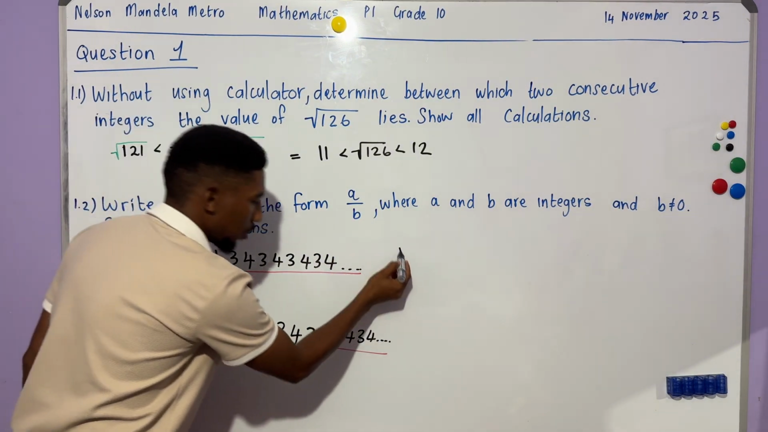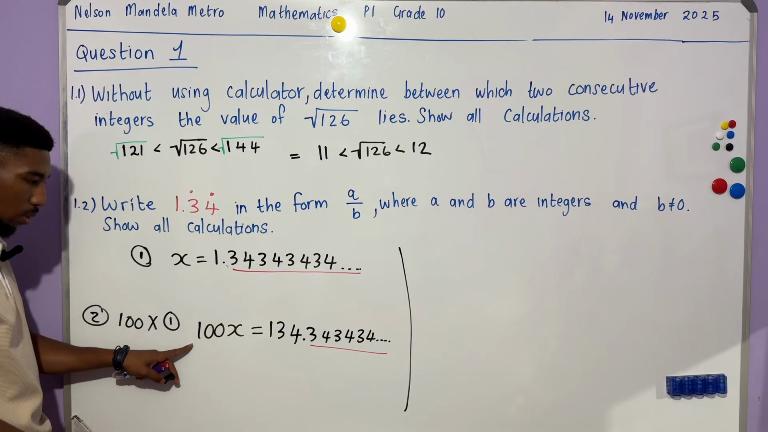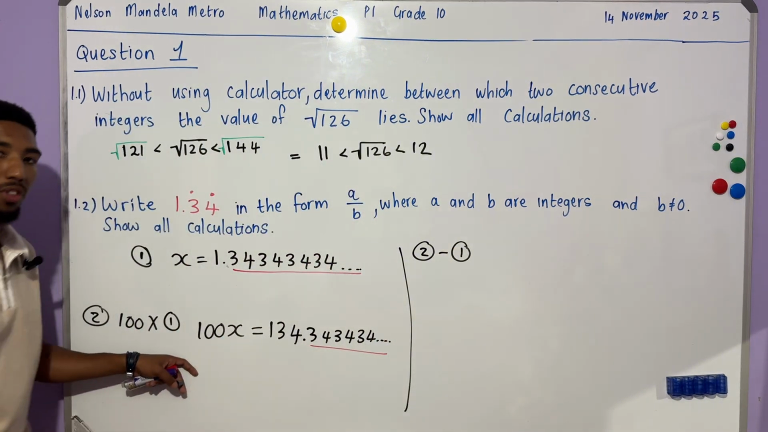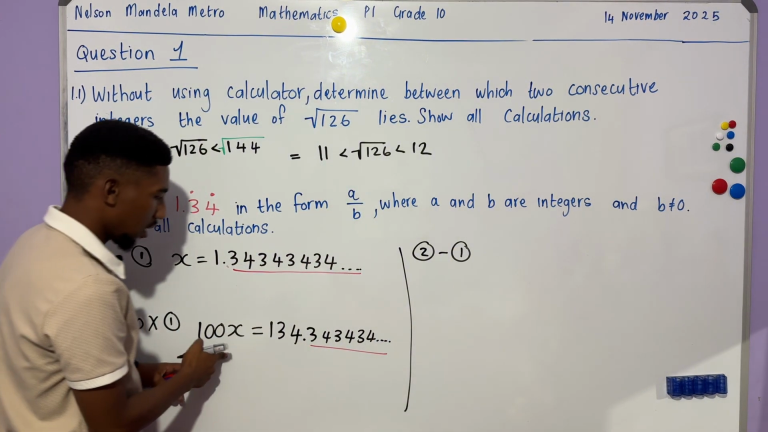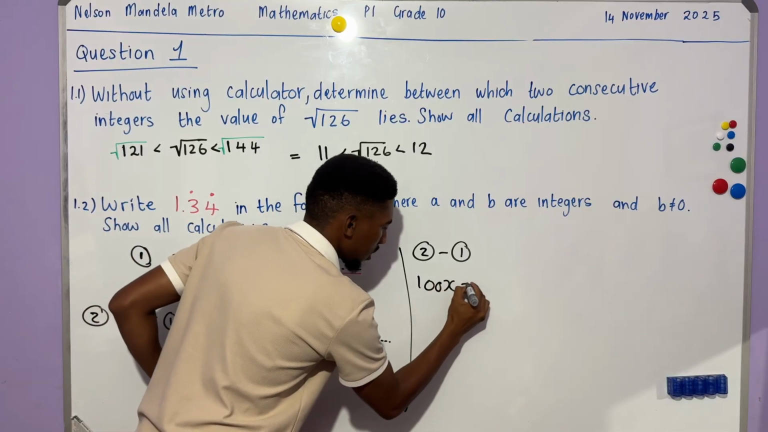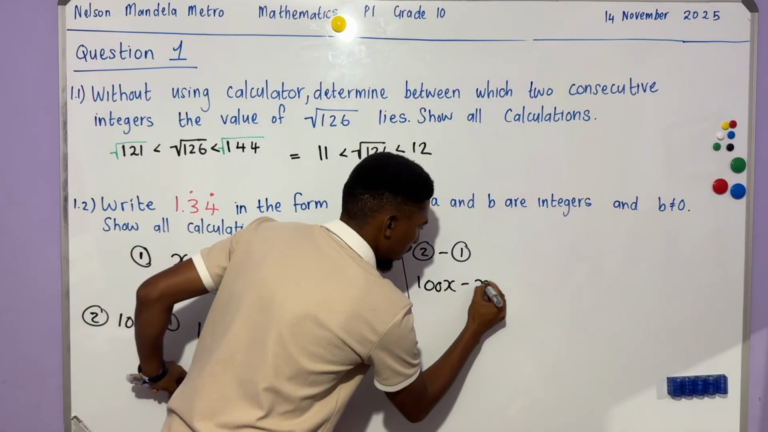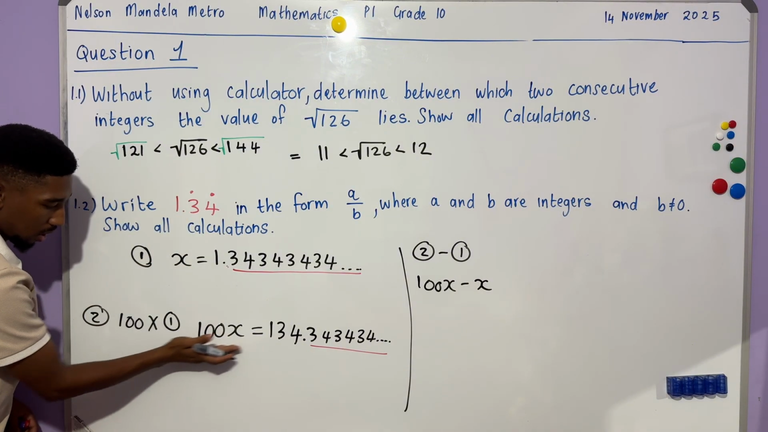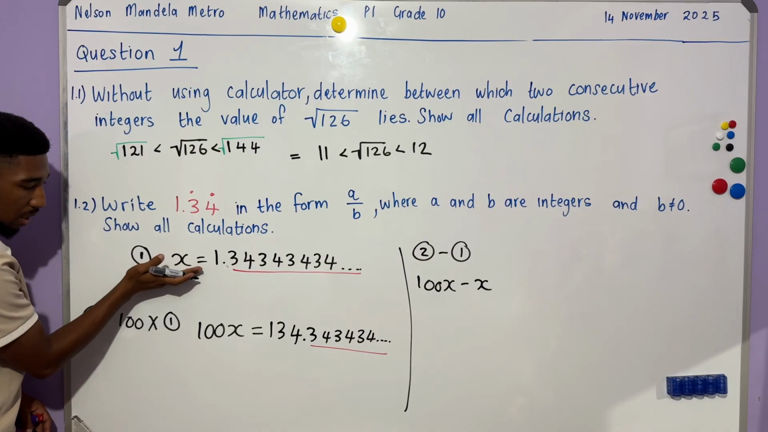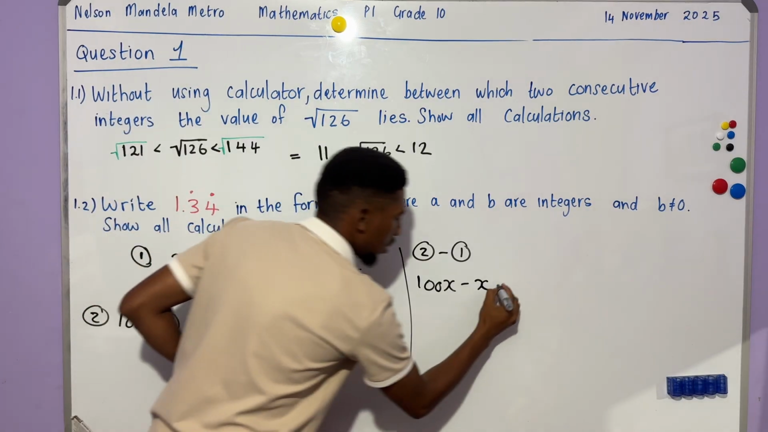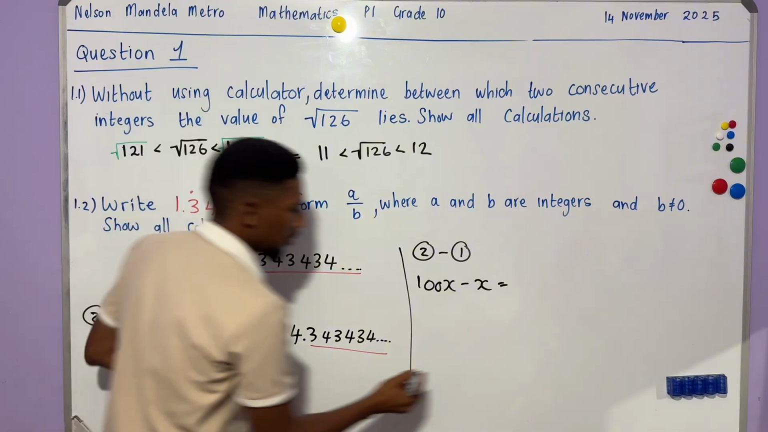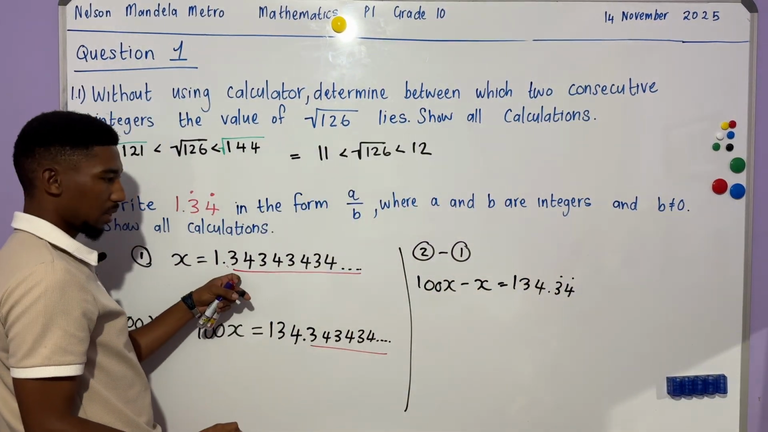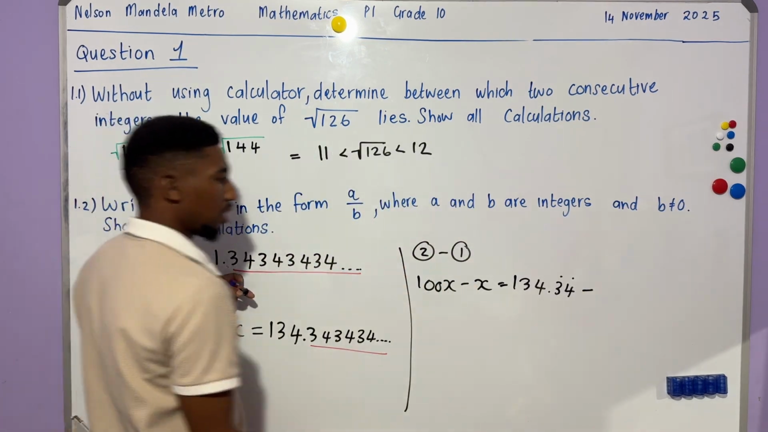The next step now, we take the second equation and we subtract the first equation from it. So now we have 100x minus x. We take the second equation and subtract the first equation. So we're going to take 134.343434 recurring and subtract from it 1.34 recurring.